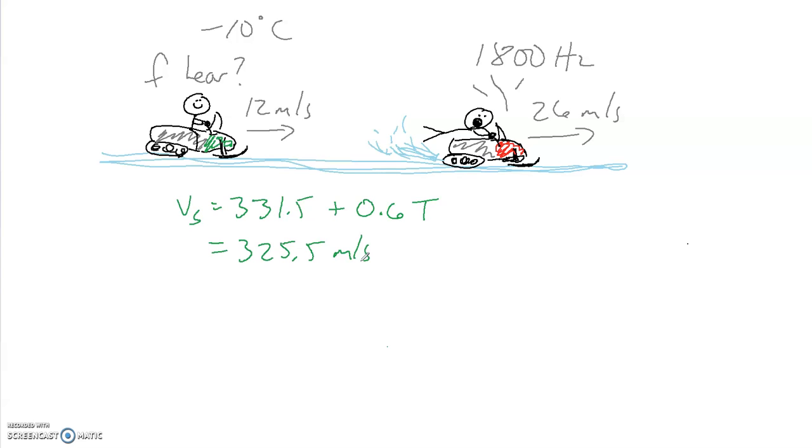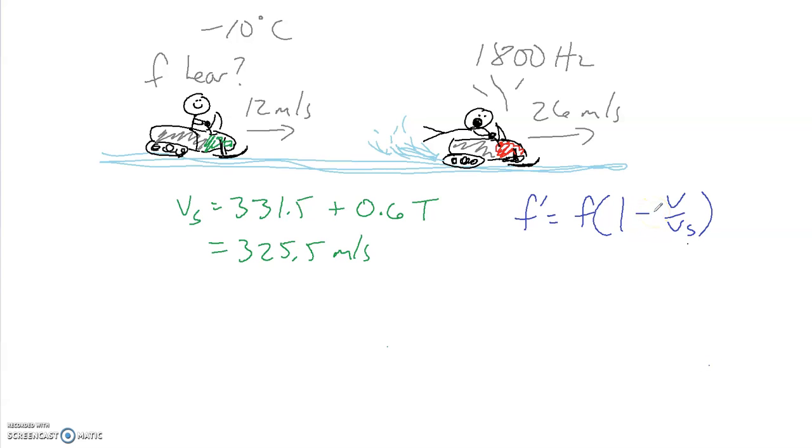So now let's find the frequency. Frequency prime is what I'm looking for: f' = f (v over v ± vs). First of all, add or subtract? Are they getting closer together or farther apart? The guy in the back is only going 12, the guy in front is going 26, so they're getting farther apart. He's going to hear a lower frequency, so I am going to subtract.